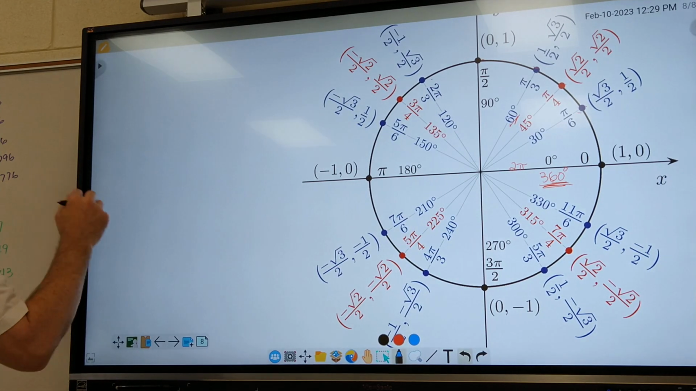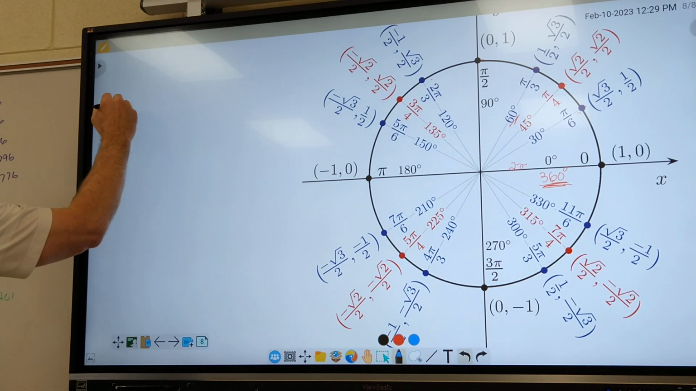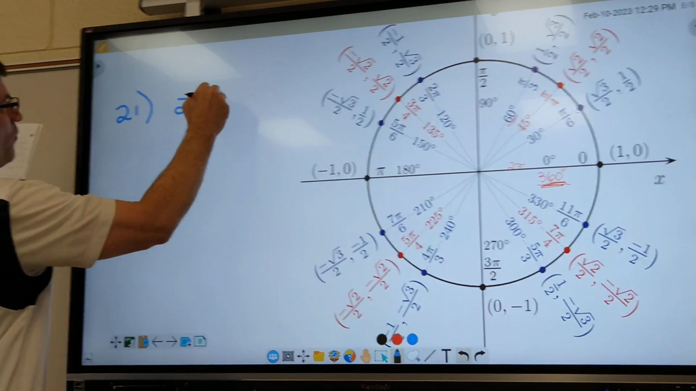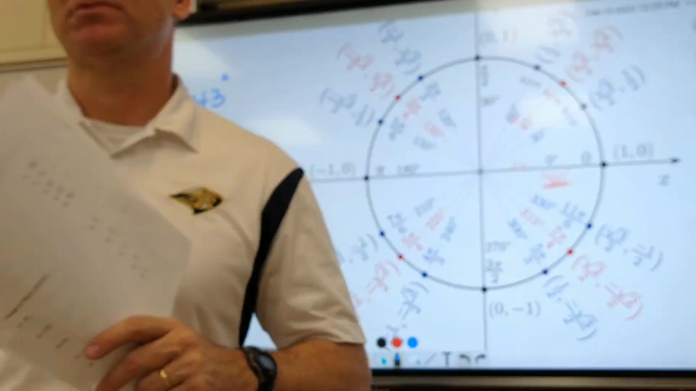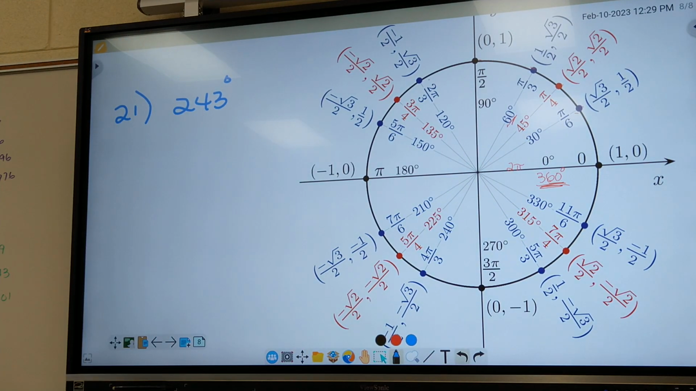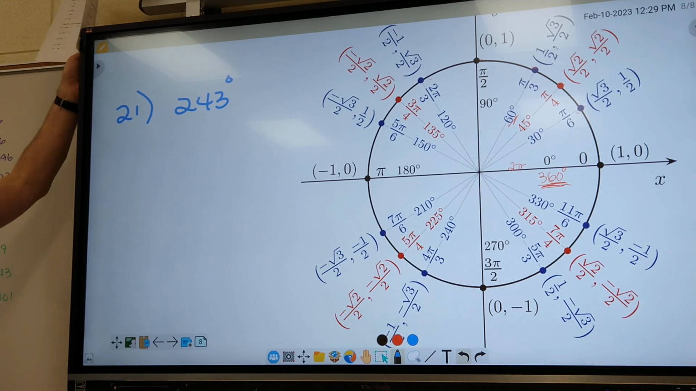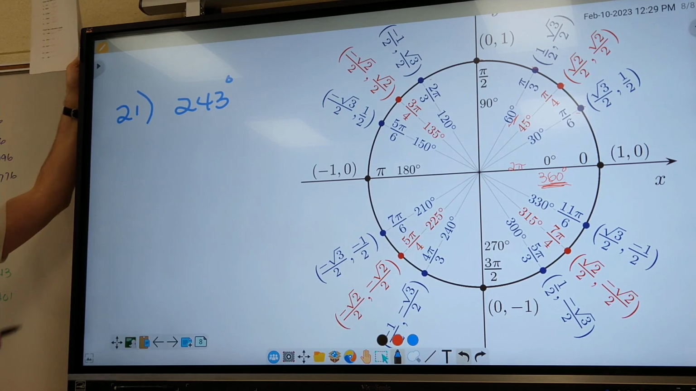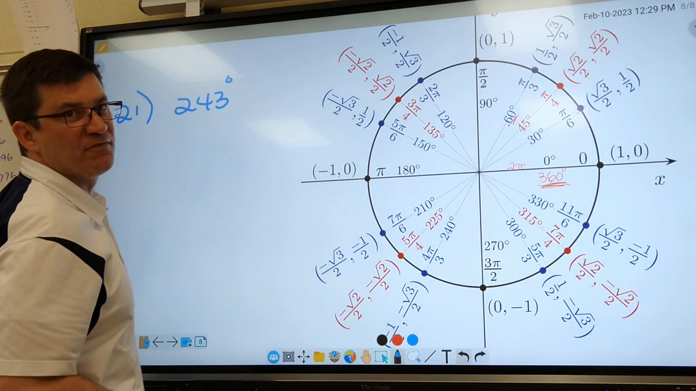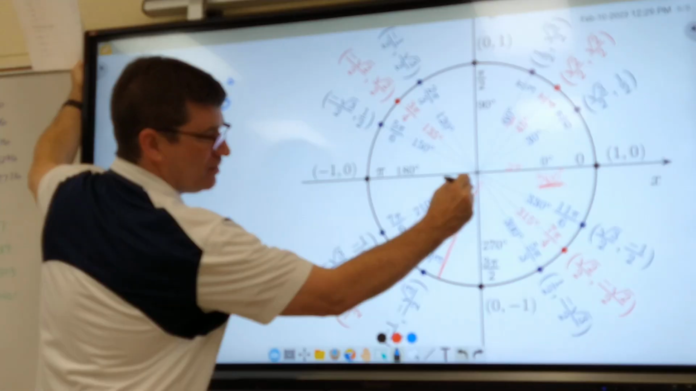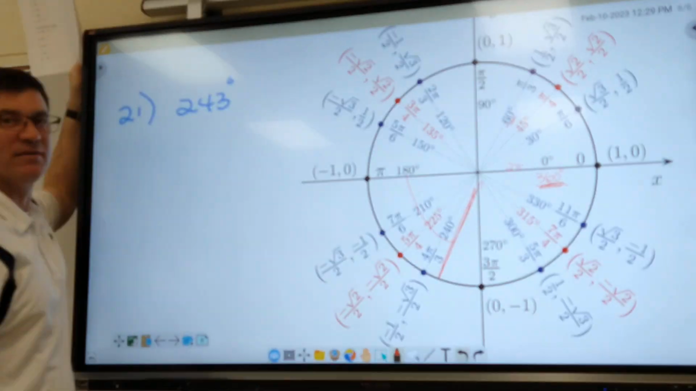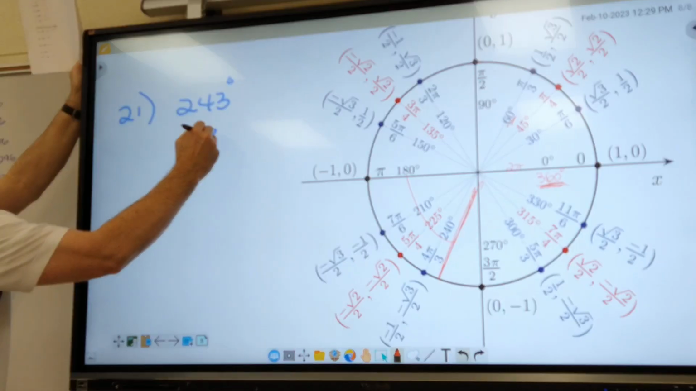All right, what if I give you, this is number 21, 243 degrees. Find the reference angle. Where is that? I just made it up. So how are we going to find the reference angle? Is it up on the circle? It doesn't matter. Where would it be if it was up on the circle? Like right here, right? So you just subtract from 180. So the answer would be 63 degrees.